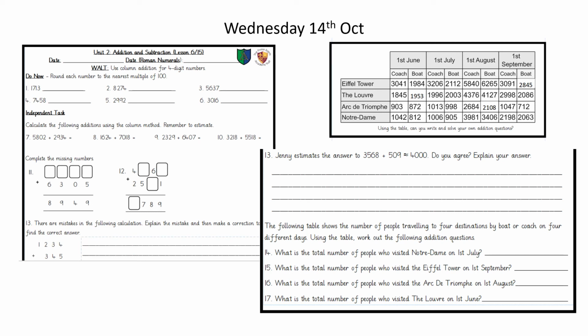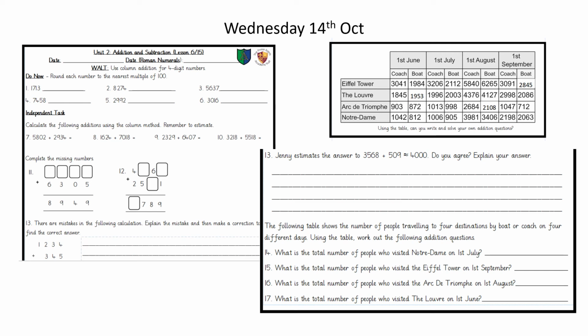Question 13, again, there's a mistake. You need to find my mistake and explain it. Question 13, Jenny estimates the answer. Do you agree? Tell me whether you agree with Jenny's estimate or disagree, and remember to explain.